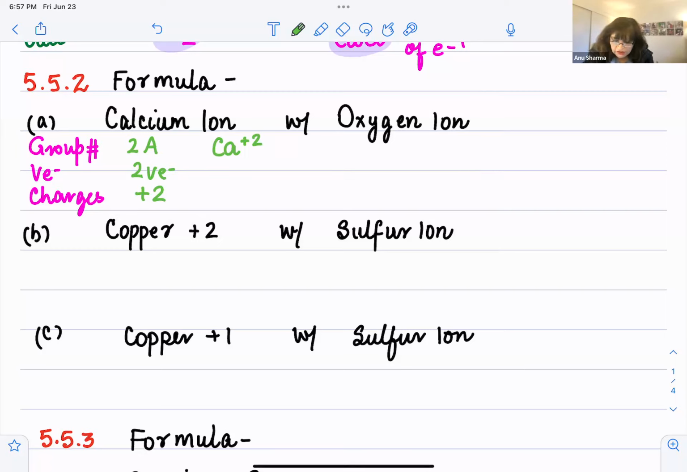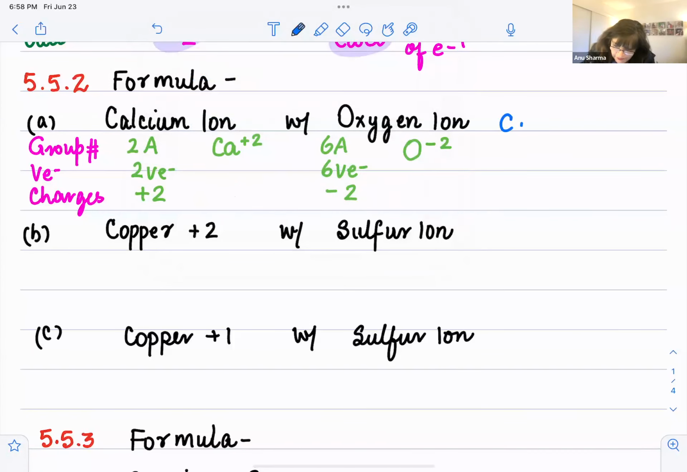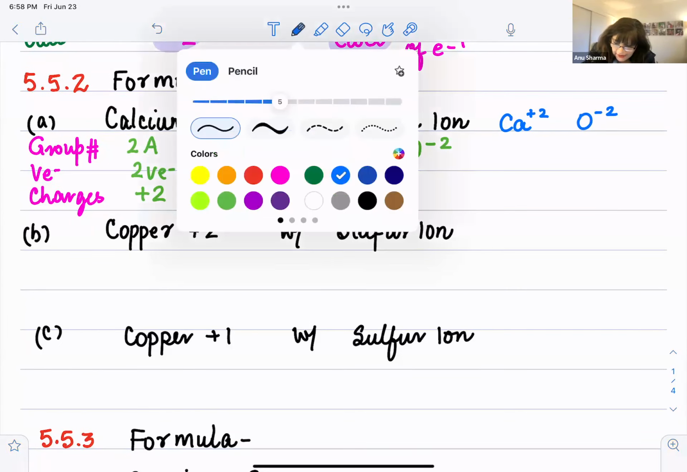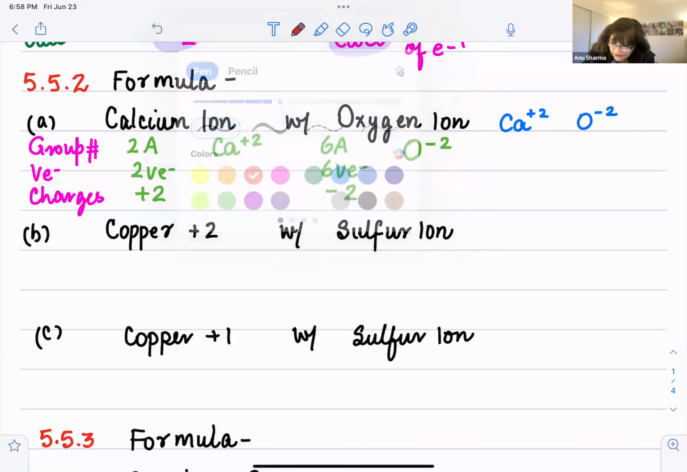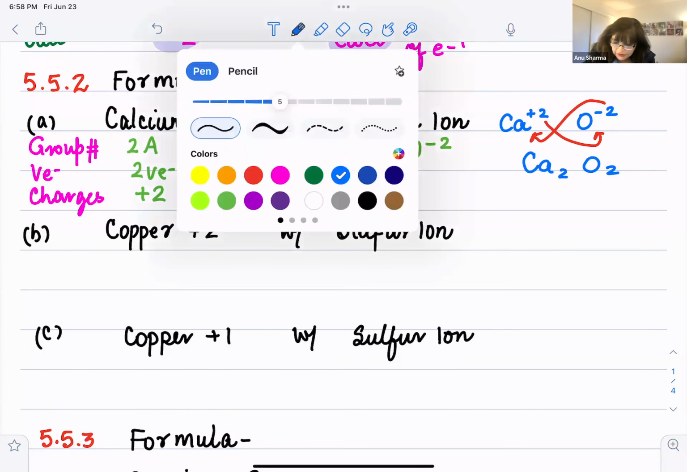Oxygen is in group 6A, and it has 6 valence electrons, so the charge is -2. So this becomes oxygen -2. Now here we're going to write it. You have calcium with a +2 charge and oxygen with a -2 charge, and you're going to crisscross. Crisscross means this number comes here and this number comes here. And when that happens, what do you get? You get Ca2O2. Basically, +2 and -2 cancel out.